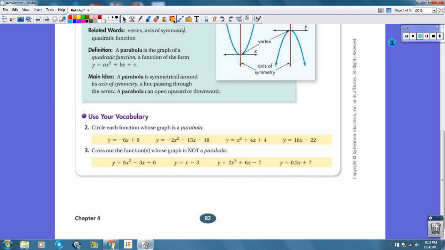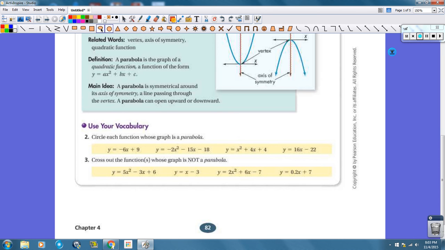So we'll go back here. I'm going to use this one this time. This is kind of fun. So that one, no, I think not. But this one is, this is a squared term. So we're going to circle that one. This is also a squared term. So we're going to circle that one.